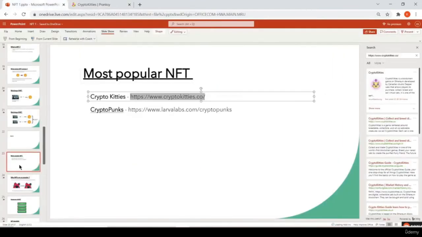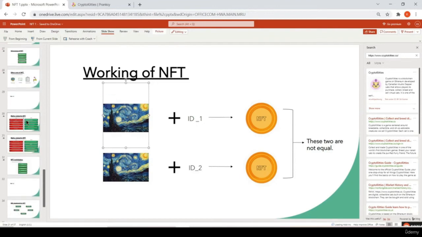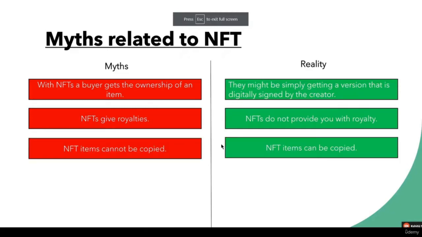What makes NFT different is its ID. This one here you can see, which is written as ID1 and ID2. This makes NFT different. So you can copy paste images, but you cannot copy NFTs. So this is what drives it. This was another myth. Now let us go back to the myth slide.